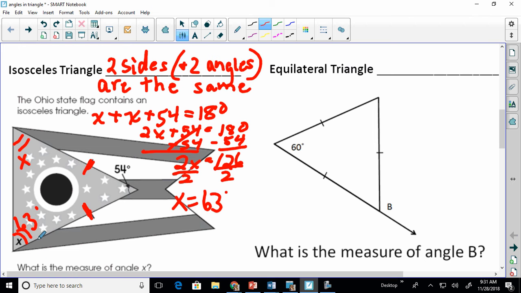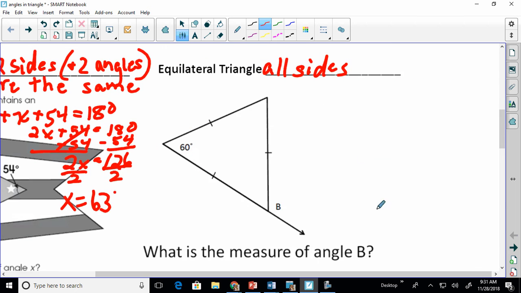Okay, an equilateral triangle is special because all sides are the same. Now, what does that tell us about the angles? Well, then all of the angles are the same. So every equilateral triangle has all angles that are the same. So if it gives you one of them, then you know the other ones. And in every equilateral triangle, they're going to have to add up to 180. So if I did 180 divided by 3, it's going to give you 60 no matter what. So that means that one's 60, and this one must be 60.